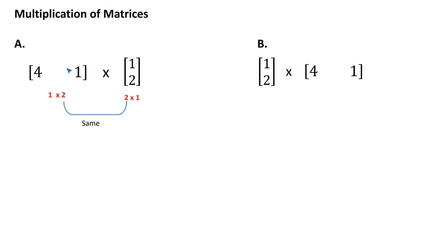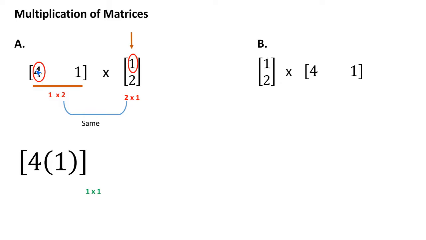So for example, if I want to multiply these two, I have to check the size, the order. This has 1 row and 2 columns. This has 2 rows and 1 column. If you notice, the number of columns here is the same as the number of rows. Since these two inside numbers are the same, yes, we can multiply. The result is going to be a 1 by 1.